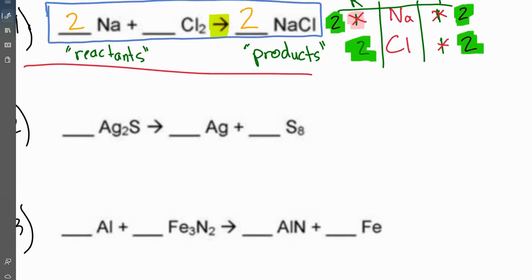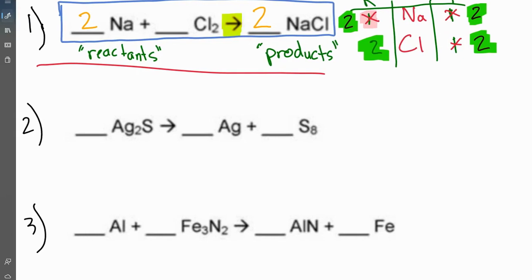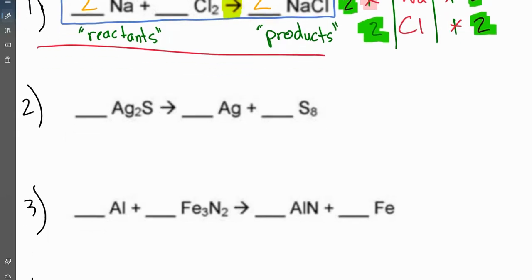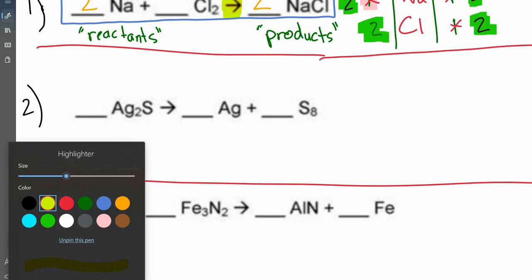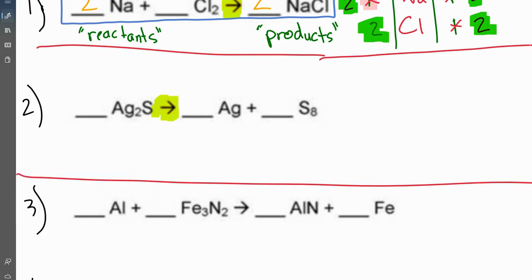Okay, there's our first one. Congratulations, you just balanced your first chemical reaction. Let's move on to number 2 now. So number 2, we have this reaction here. Ag2S, oh, and there's our arrow, yields. We'll do that in a different color. Ag2S yields Ag plus S8. Okay, so there's sulfur 8.